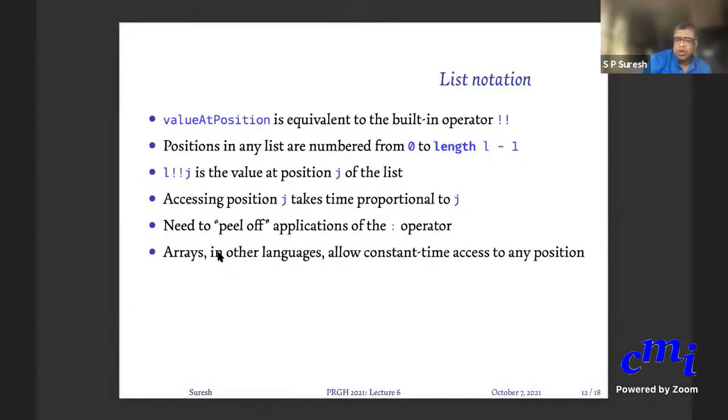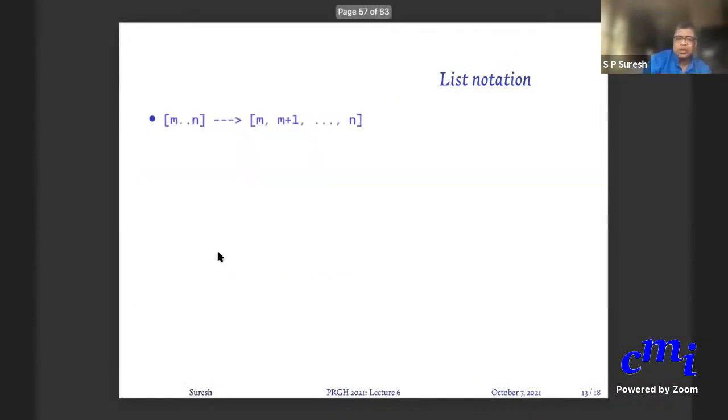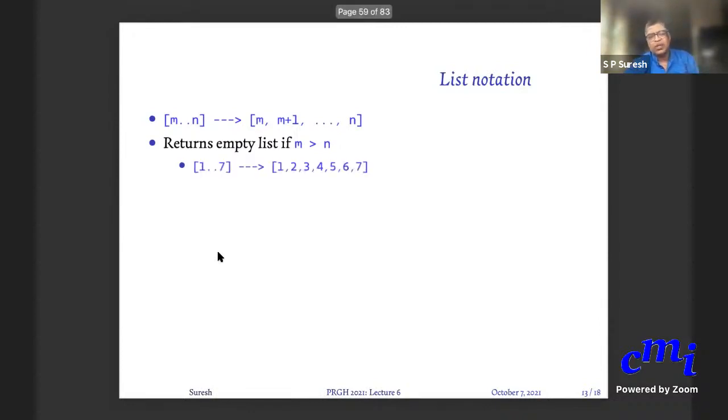Arrays in other languages allow constant time access to any position. Now I'll take 5 more minutes just to explain some list notation. m..n means m, m+1, etc. till n. We have seen it. It is the dot dot function that we wrote. It returns an empty list if m is greater than n, as our program also did. So for instance, 1..7 is 1 2 3 4 5 6 7.